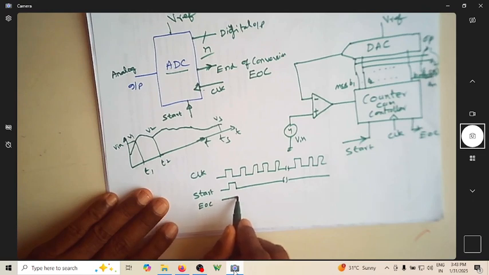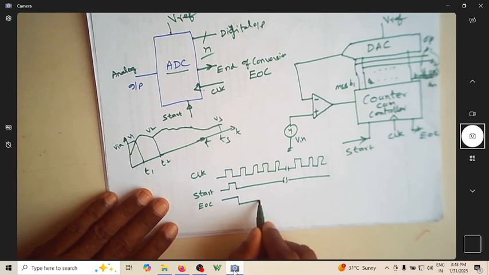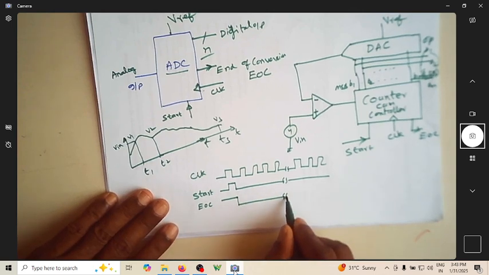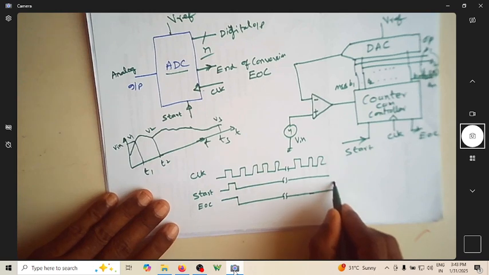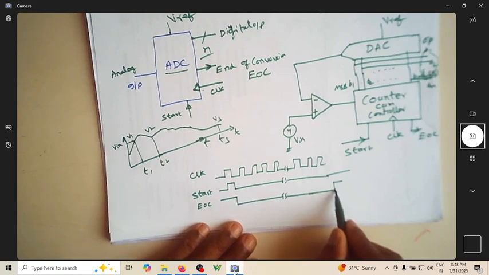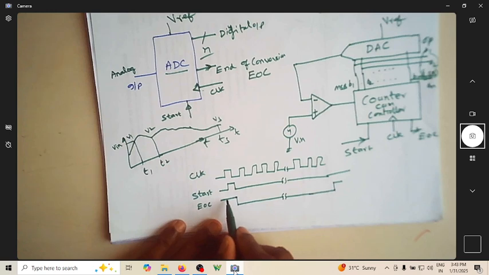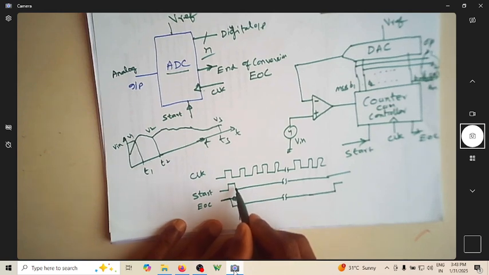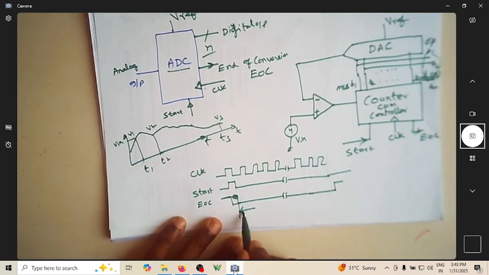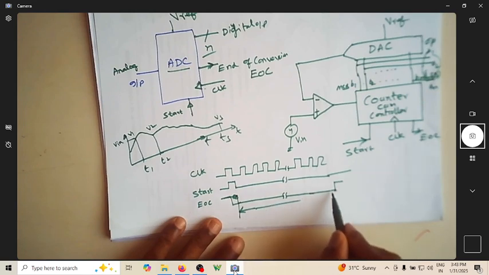Whenever it is in the conversion mode, the EOC goes low. Whenever conversion is completed, EOC goes high. So this is the point where we say that conversion is okay. In some textbooks, the conversion starts from here itself. The conversion starts once you give the start, but the effective conversion time runs from where you end your start signal to where this EOC goes high. This is T conversion.